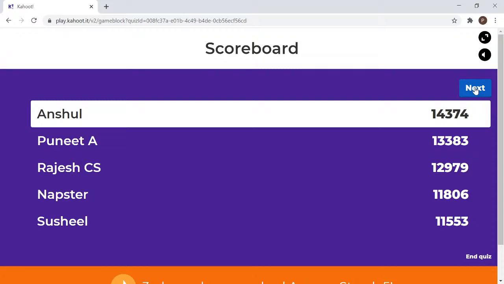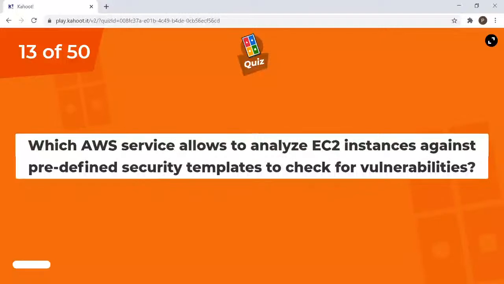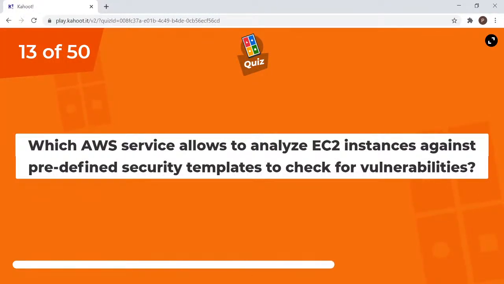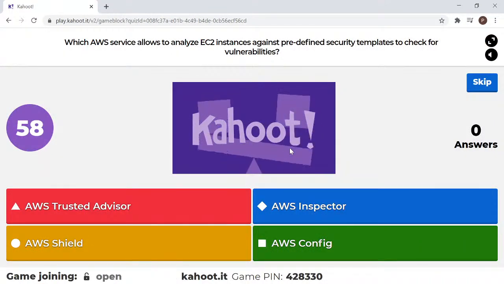Moving on to the next question. Which AWS service allows you to analyze EC2 instances against predefined security template to check for vulnerabilities? Is it AWS Trusted Advisor, AWS Inspector, AWS Shield, AWS Config?